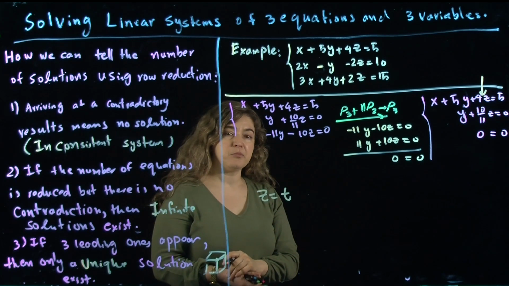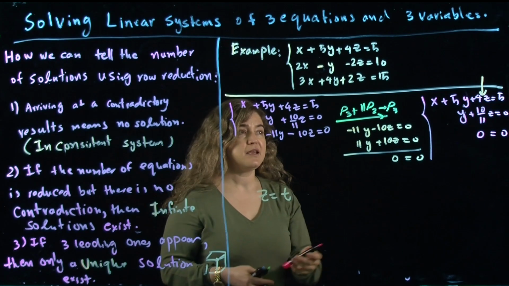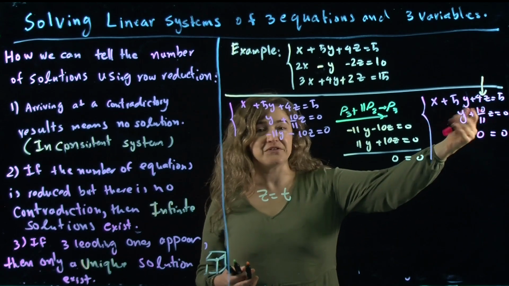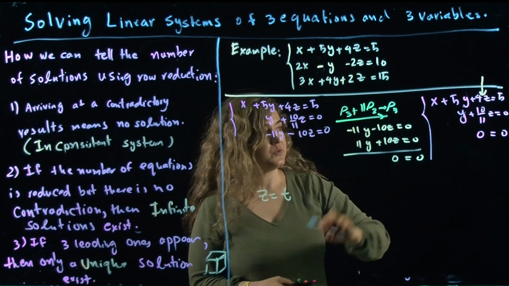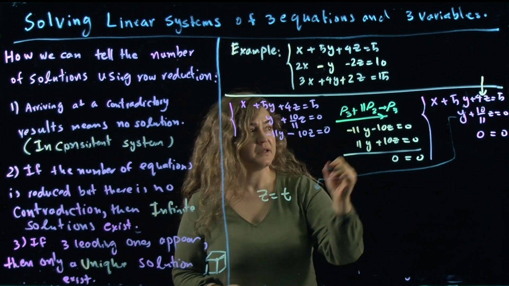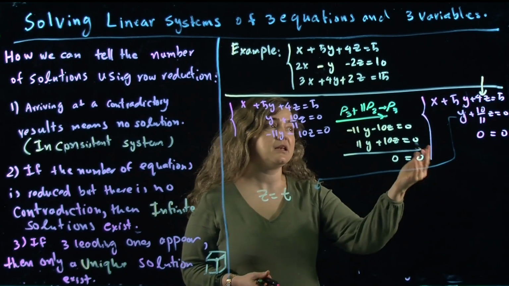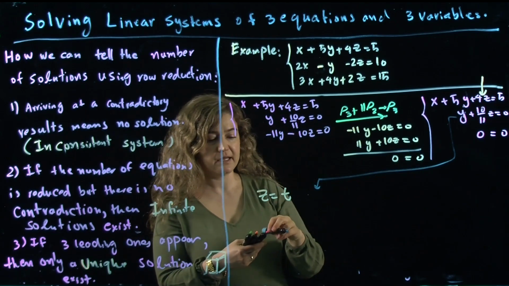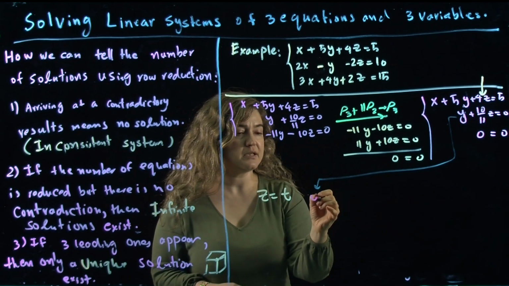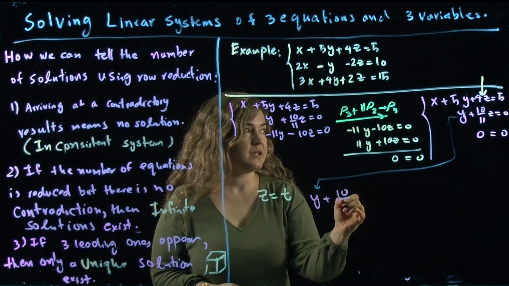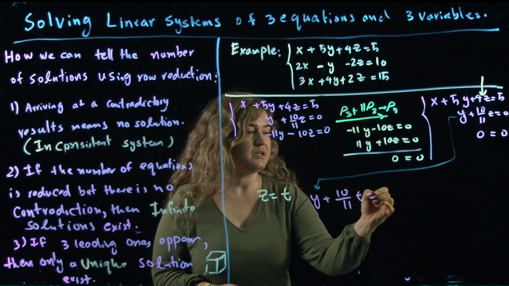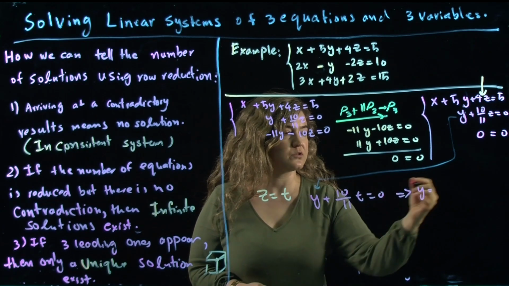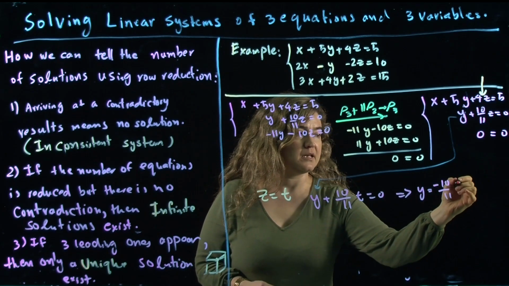After assigning a parameter to z, use the last non-zero, last interesting equation, which would be y plus 10/11 z equal to 0, and plug in the parameter z equal to t in there. So what you get is y plus 10/11 t equal to 0. This results in y is equal to negative 10/11 of t.